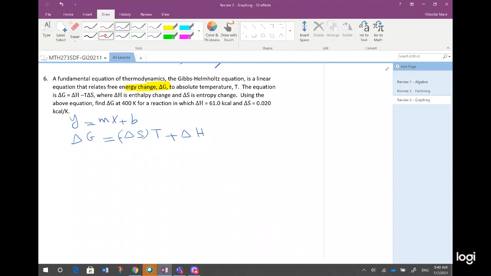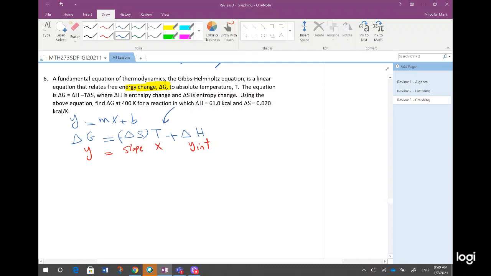Okay, so here if I make a relation, this is like a slope here, and this is like X here, and this is like the Y intercept. So that's like a slope here with the negative sign, and that's like Y. Just so you can picture it and understand what's going on here. So here T is changing, and then we can find delta G.